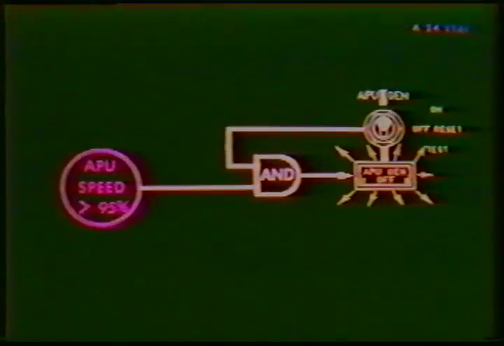A significant difference between the generator off light on the APU generator as compared to the other generator off lights is the fact that the APU generator off light is operative only when the APU generator speed is above 95%. For example, the APU speed must be above 95% and the generator control unit sensing a fault before the generator off light will illuminate.